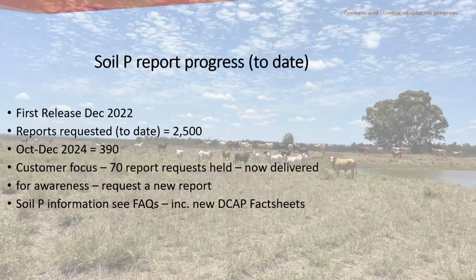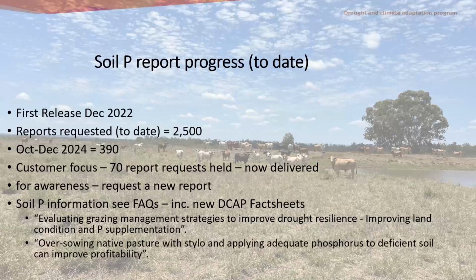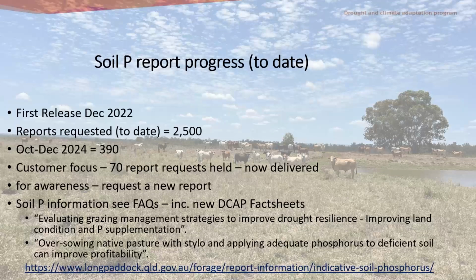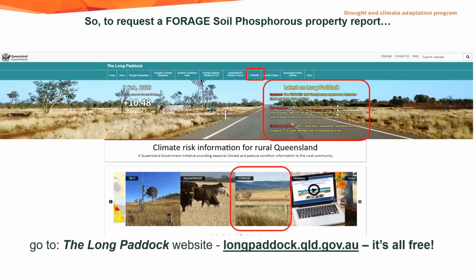For Soil P information, see the FAQs, frequently asked questions, and there are new DeCap fact sheets there that relate some of the information that Jim mentioned into simple 2-page fact sheets, which might be about grazing management strategies to improve your drought resilience, and oversowing native pastures with stylos with phosphorus. This is a location of those reports. For requesting your forage soil phosphorus property report, you click on any of those links, go through to the Long Paddock website, and remember, it's all free.